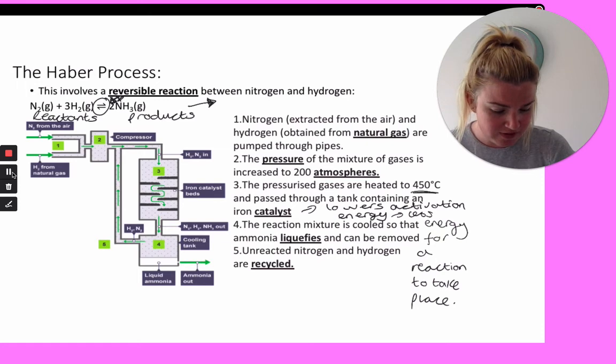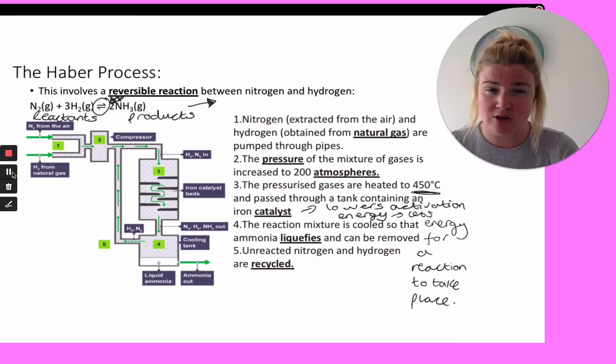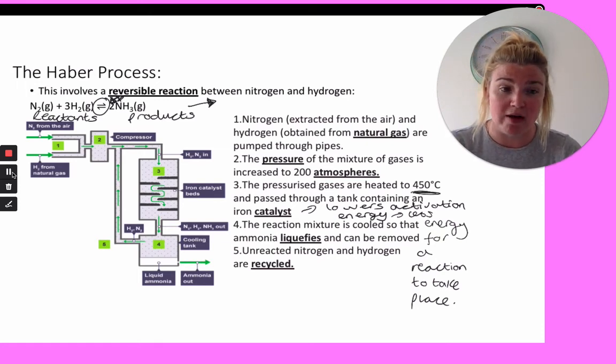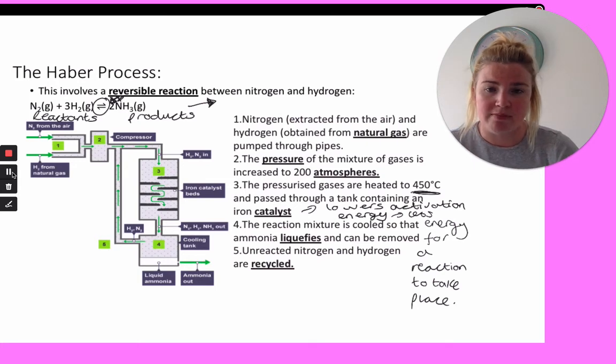That's why 450, that might seem like quite a large number to you, but that's not as high as some reactions would be that we'll learn about. So that's why we've got that little bit of a lower temperature. I know it doesn't seem like a lower temperature, but it is, to be able to lower the temperature so that we can speed up the rate of reaction.